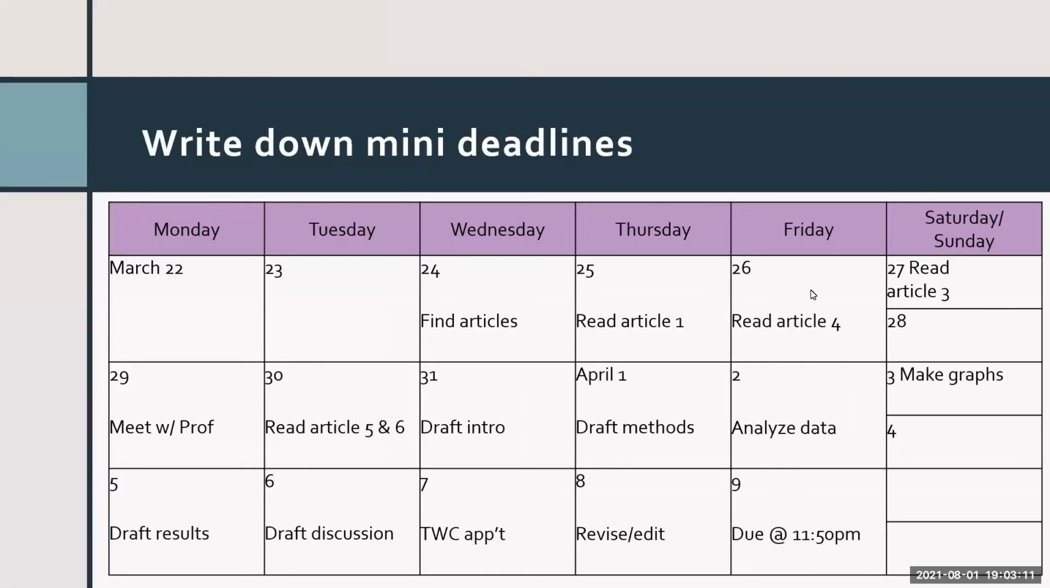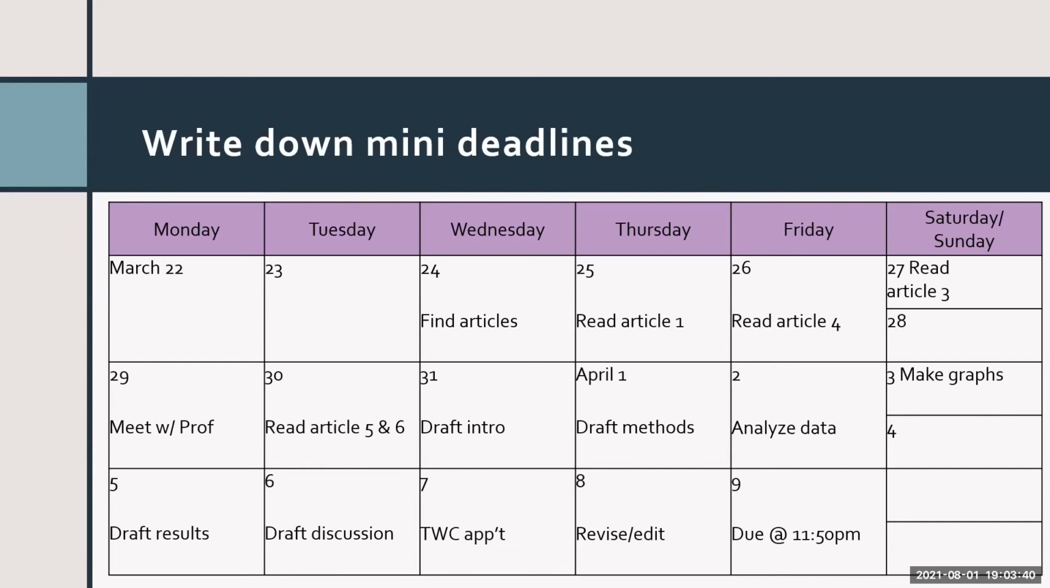Once you've broken down your assignment into mini tasks, write those down as mini deadlines. Some of you may have deadlines that are provided by your professor already. Some of you may have only one deadline at the end of the semester or at the end of a few weeks that you need to meet. So the idea behind writing down mini deadlines is that you have to do the assignment piece by piece rather than thinking of it as just one big assignment.